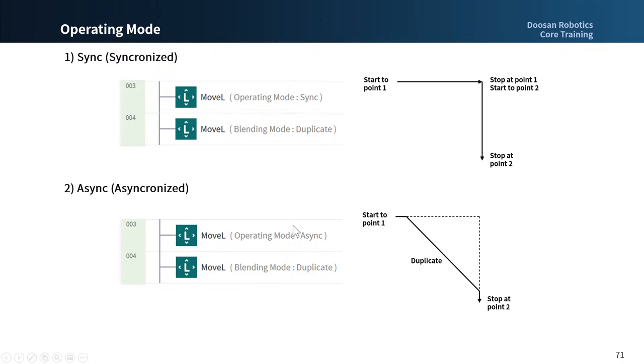The difference is sync and async. Generally, after completion of the first motion, the second motion starts and ends to arrive at the final destination. However, if we start with the async mode, the second move command is conducted simultaneously after starting the first motion. So it moves just like the overlap of the two motion commands. Let's take a look at the video.